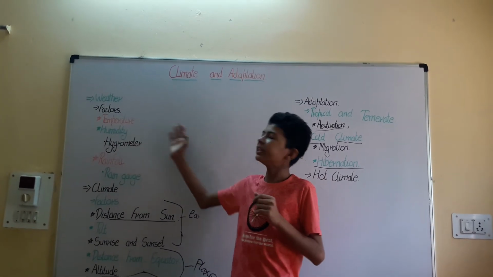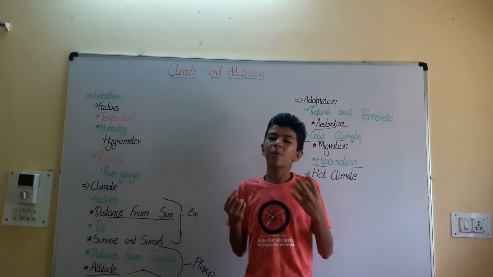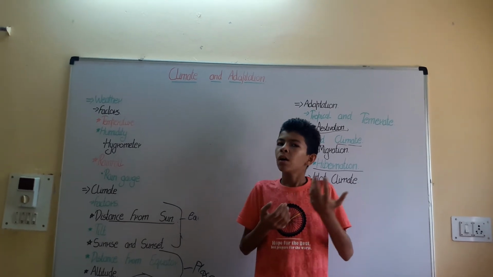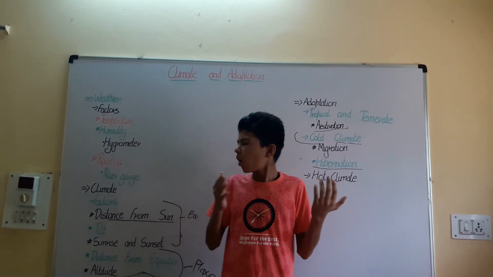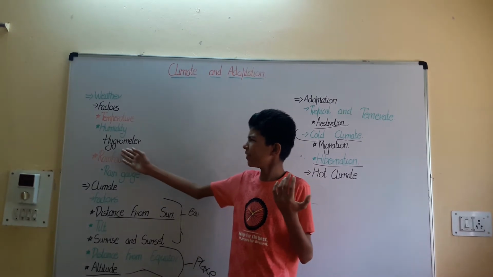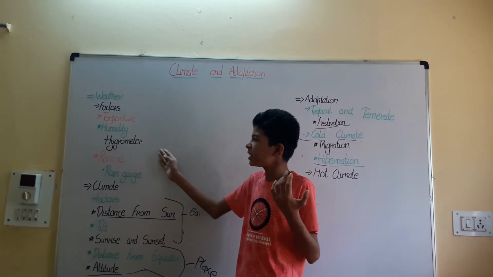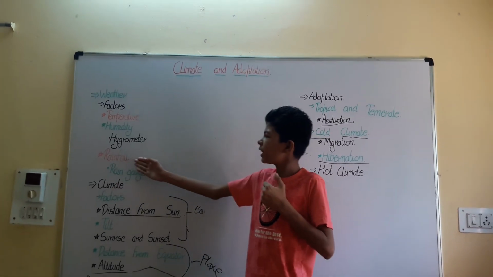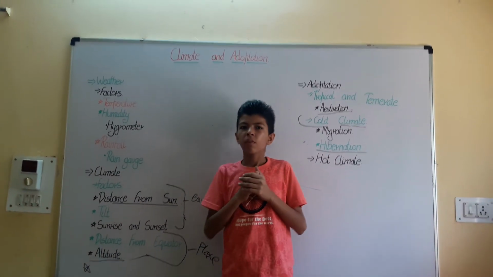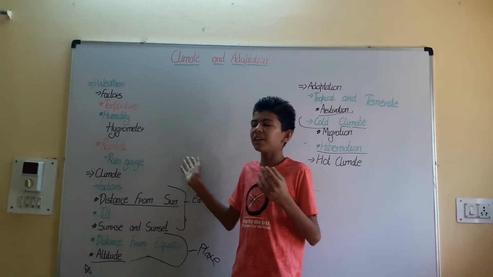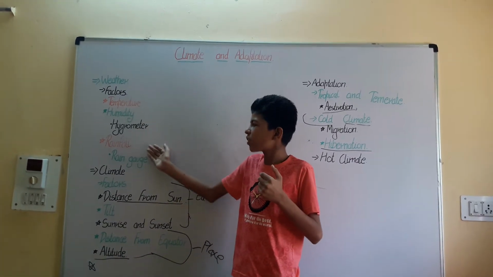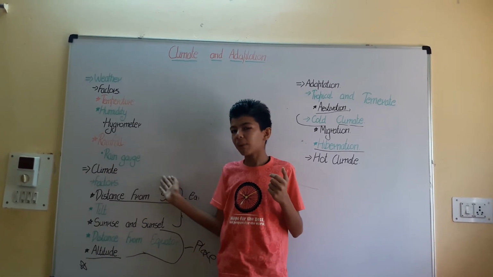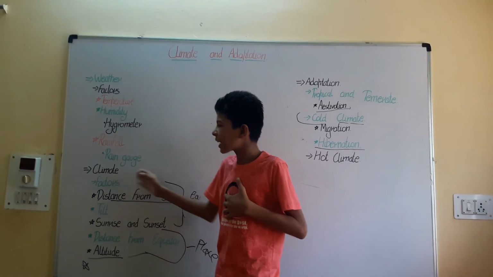Then we learned about humidity. Humidity is the presence of water vapor or moisture in the air. The instrument which measures it. Then we learned about rainfall. It is a form of precipitation, the factors that affect it, and how we can measure it by the rain gauge. Then we learned about the climate.